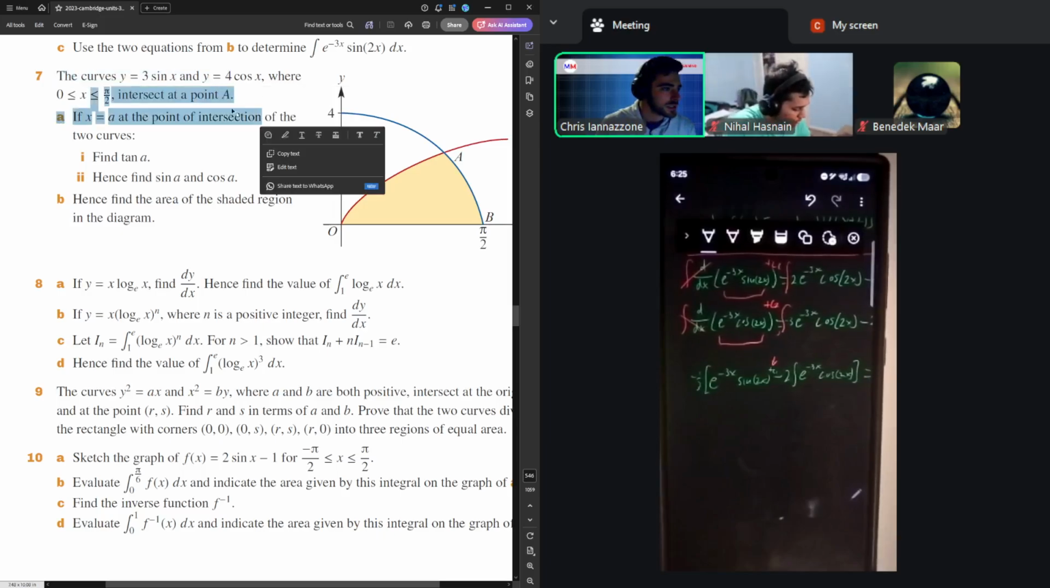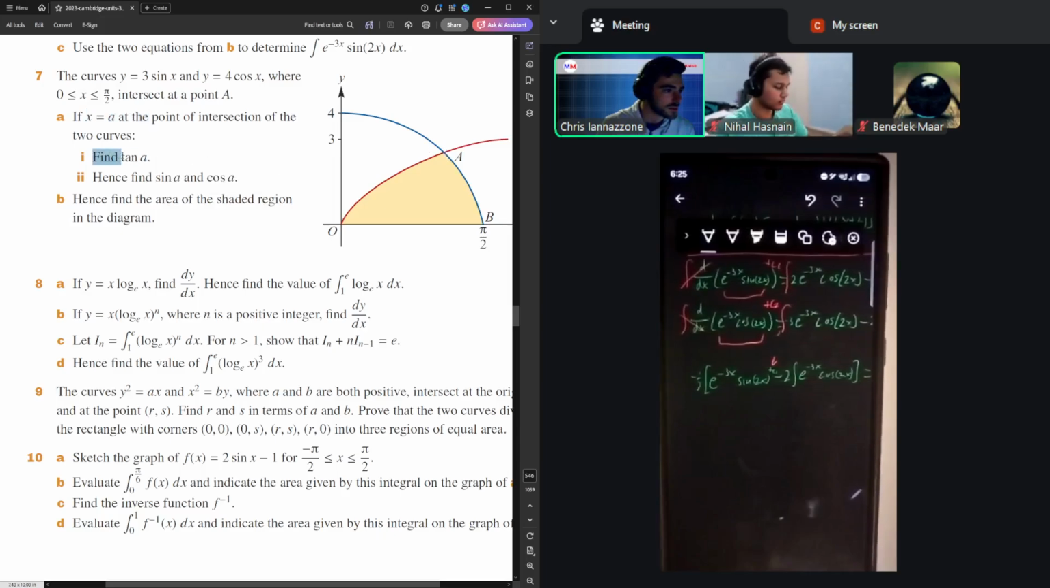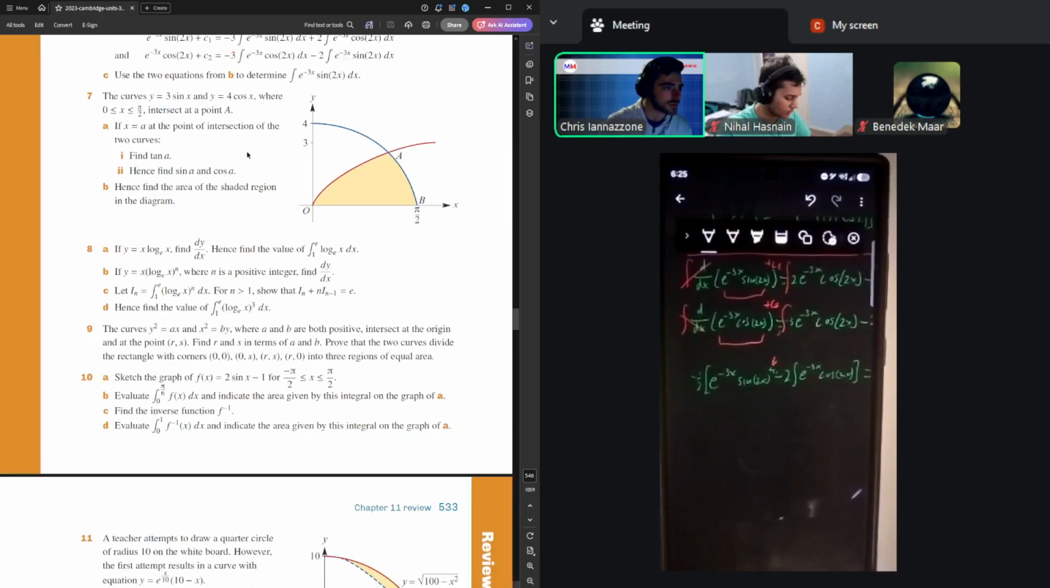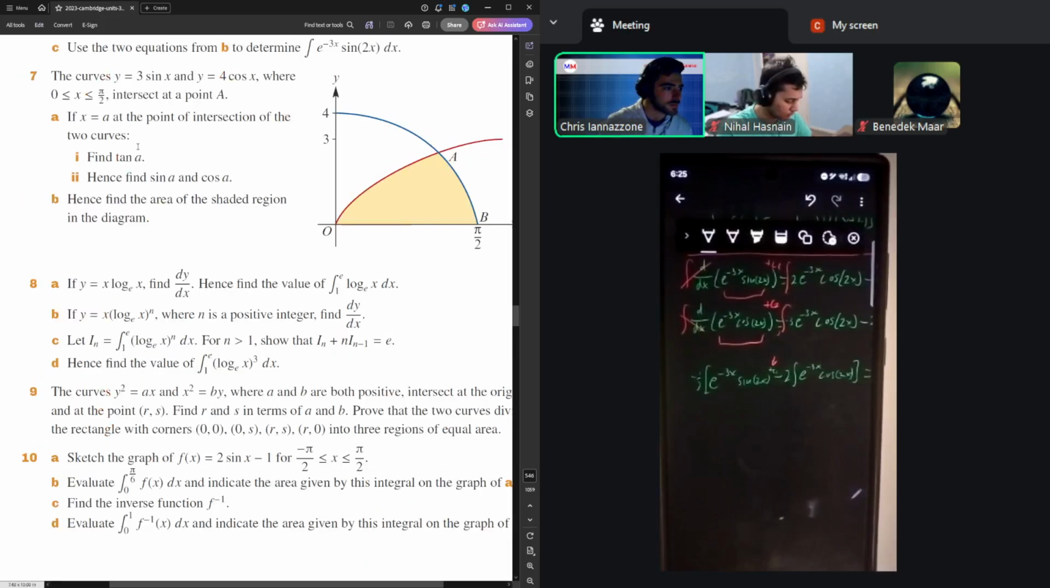Two curves intersect at a point. If x equals a at the point of intersection, okay, so this has an x-coordinate of little a, find the tan of a, and hence find sine and cos of a. Yeah, alright. Why not? Well, we can find little a pretty quickly. We have the two functions, and little a is just the x-intercept of the two functions. How would we find little a to start with?